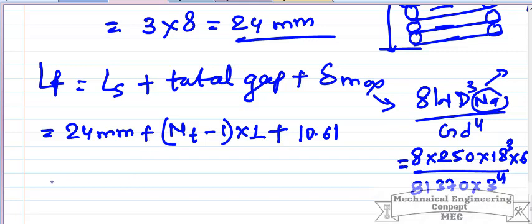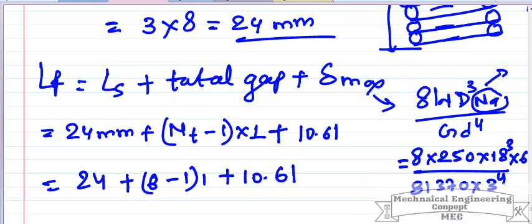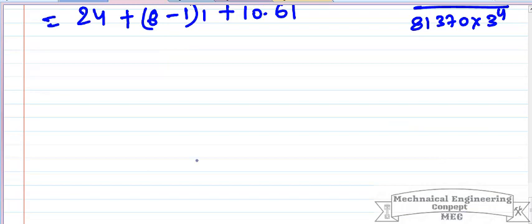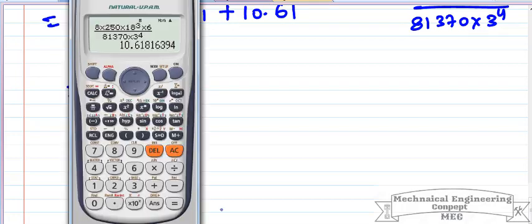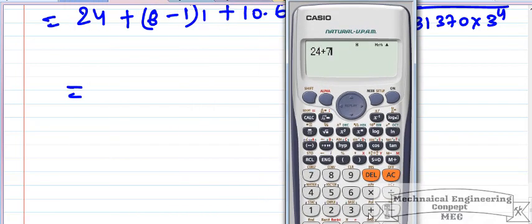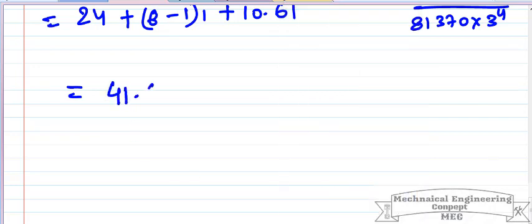Okay, so put 24 plus, and in place of Nt I need to put 8 minus 1 into 1 plus 10.61. So the value will be 24 plus 7 plus 10.61, answer 41.61. 41.61 mm will be the free length.